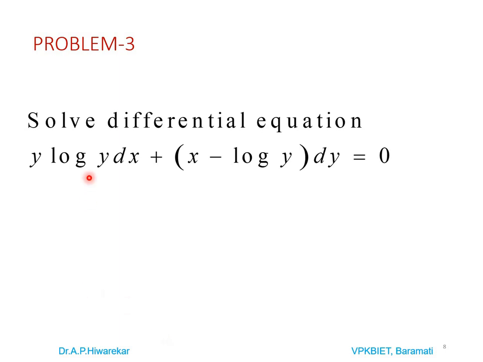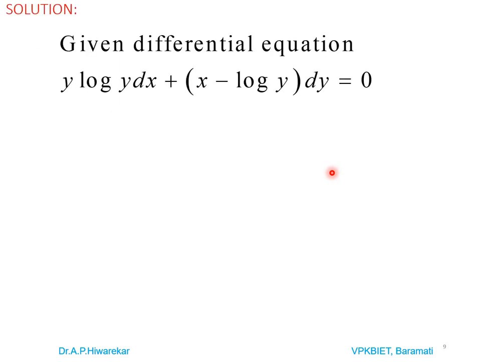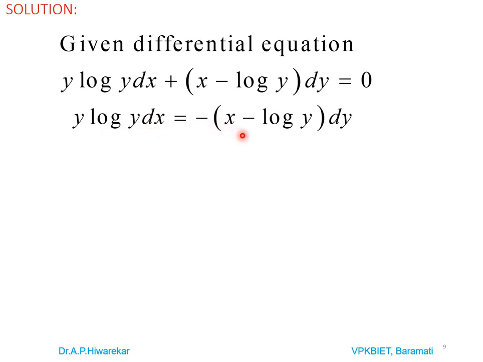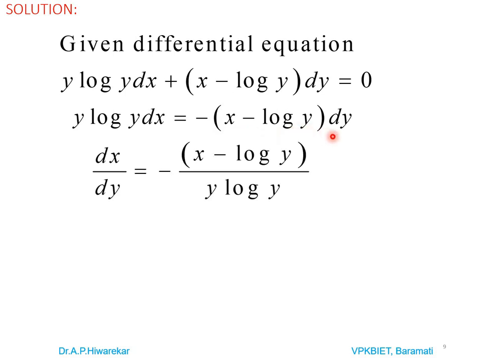Solve the differential equation y log y dx plus (x minus log y) dy is equal to 0. So we need to simplify this equation. The given differential equation is y log y dx plus (x minus log y) dy equals 0. So y log y dx is equal to minus (x minus log y) dy. So dx by dy is minus (x minus log y) divided by this term, that is y log y.